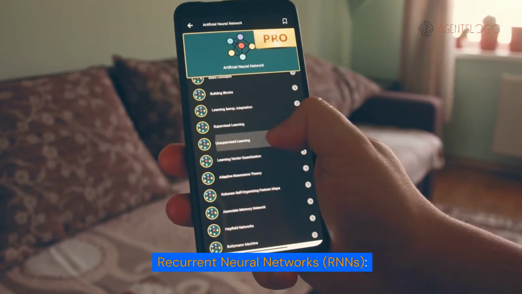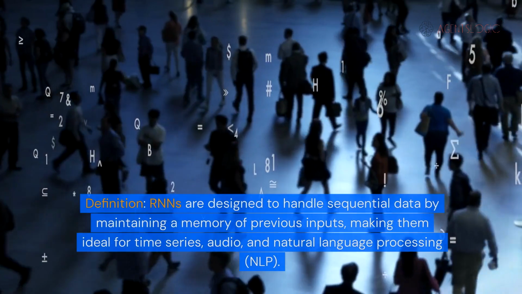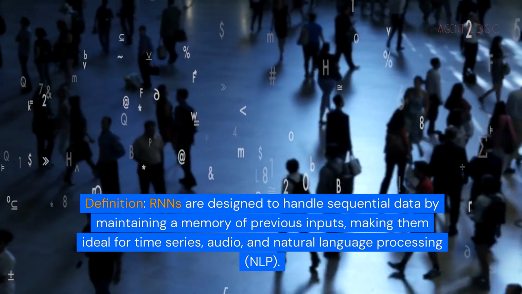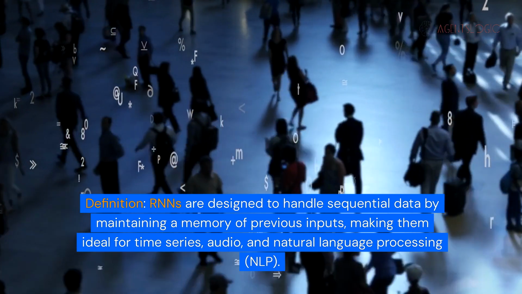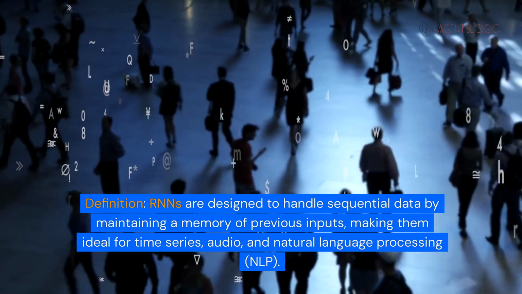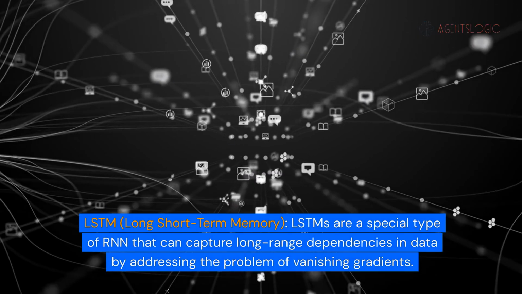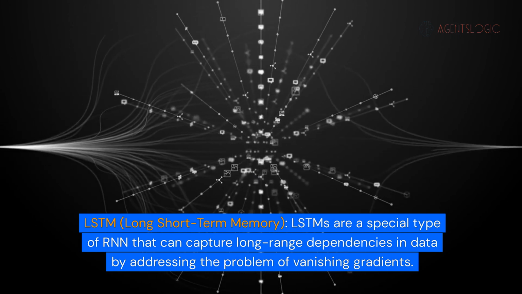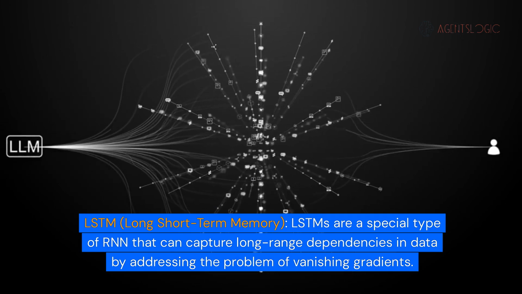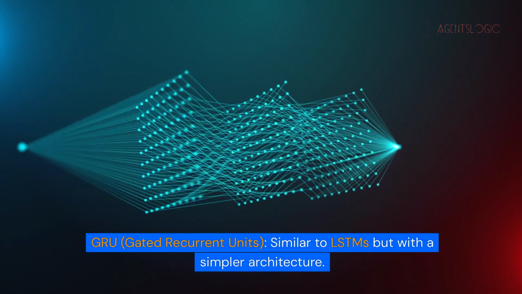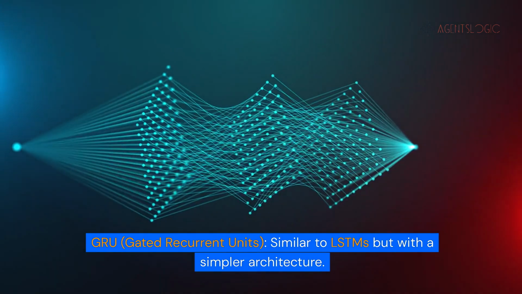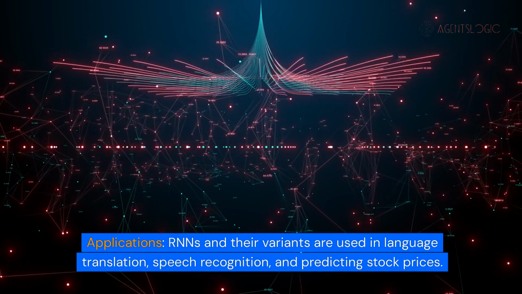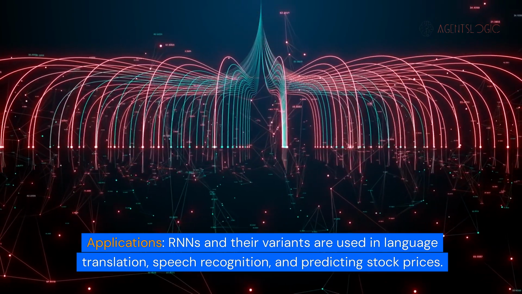Recurrent neural networks, RNNs. Definition. RNNs are designed to handle sequential data by maintaining a memory of previous inputs, making them ideal for time series, audio, and natural language processing, NLP. Variants. LSTM, long short-term memory. LSTMs are a special type of RNN that can capture long-range dependencies in data by addressing the problem of vanishing gradients. GRU, gated recurrent units, similar to LSTMs but with a simpler architecture. Applications, RNNs and their variants are used in language translation, speech recognition, and predicting stock prices.